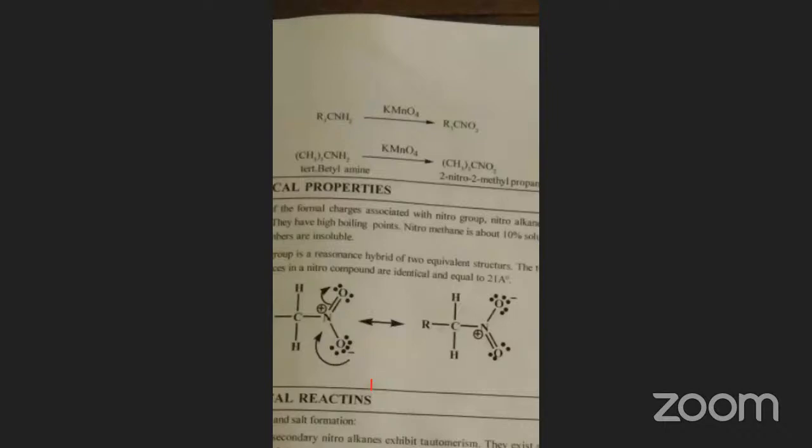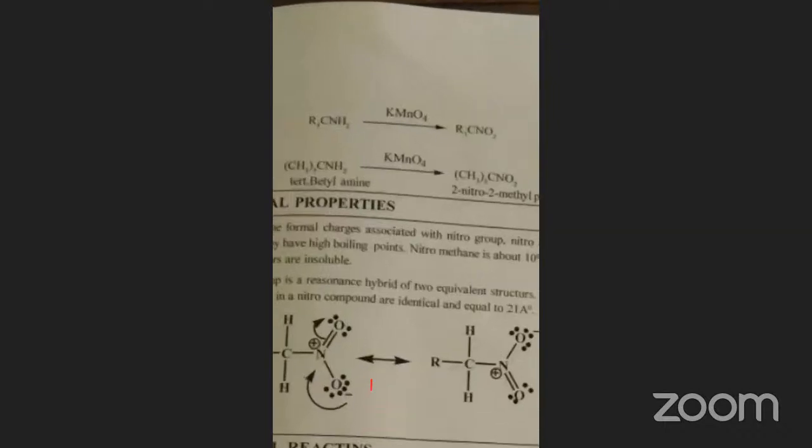Look at this. In this third preparation method, we take the tertiary alkyl amine. Under oxidation in the presence of KMnO4, the tertiary alkylamine is converted to a nitro compound. So here you have the three preparation methods.